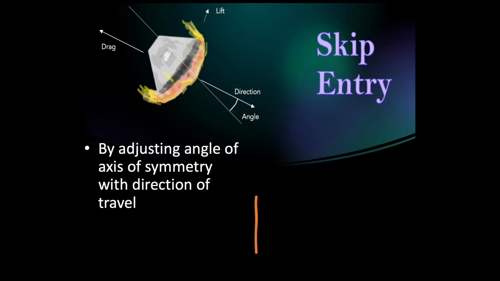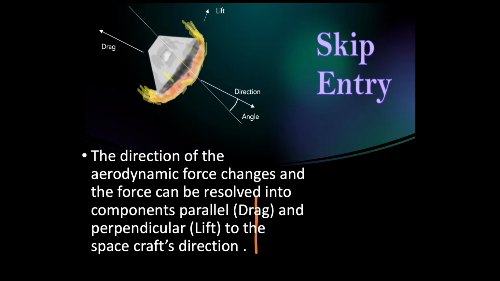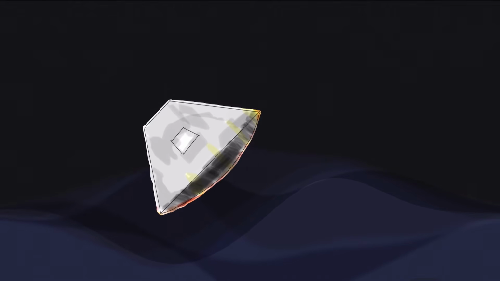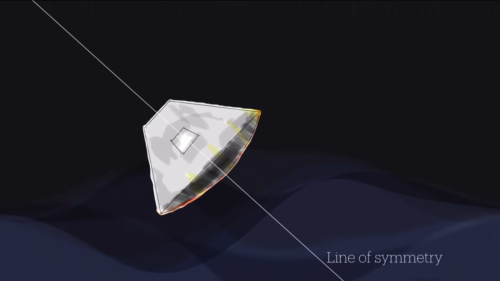What is a skip entry, and how does it differ from the lifting and the ballistic entries? Here we have our spacecraft coming back to Earth, now coming through the atmosphere. Now this spacecraft is totally symmetrical, which means it's exactly the same in every way either side of this line.